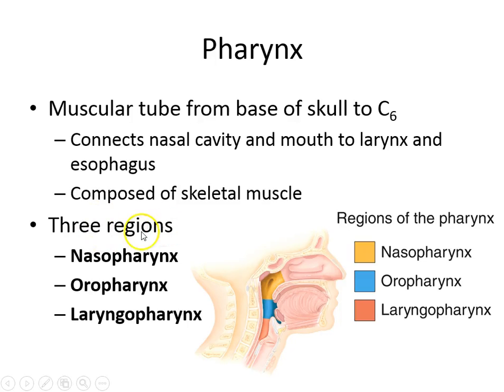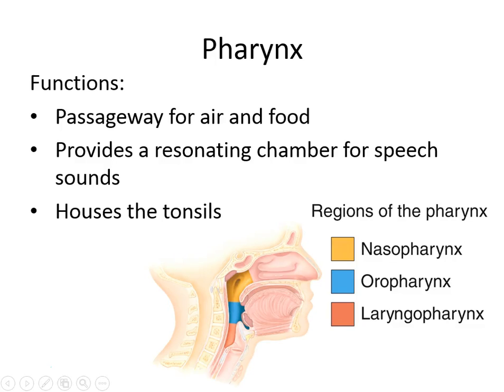The pharynx regions are named for what they're by. So the 3 regions you can see color-coded here are the nasopharynx, by your nasal cavity, the oropharynx, by your oral cavity, and the laryngopharynx, by your larynx, by your voice box. So the functions of the pharynx, we have both a passage for air and food. We're going to separate which goes which way. It provides another resonating chamber for speech sounds, and it houses the tonsils.